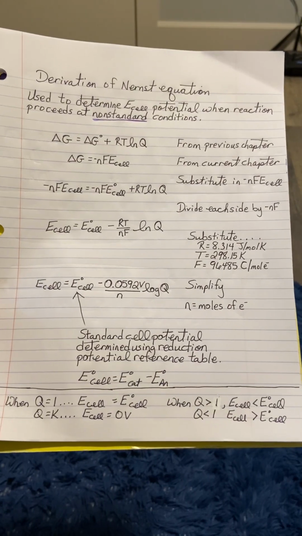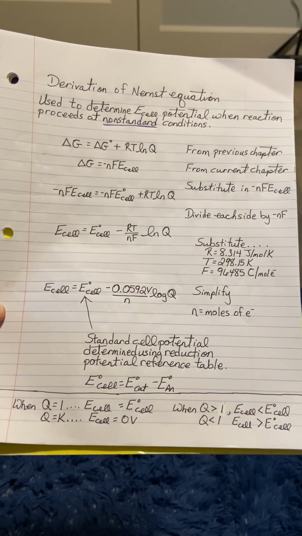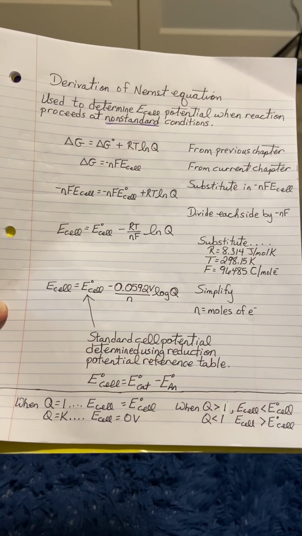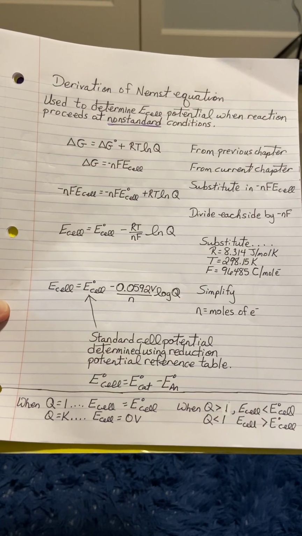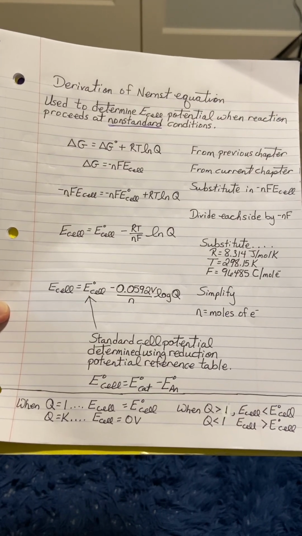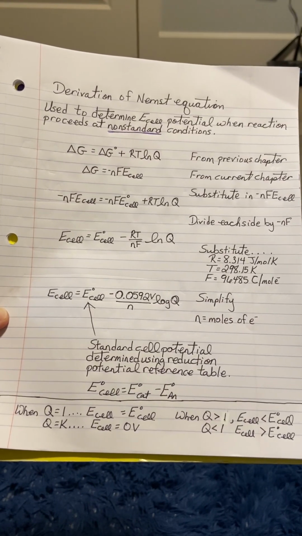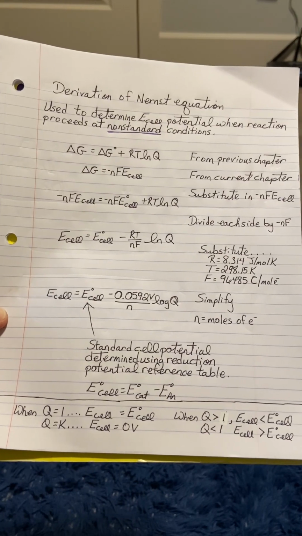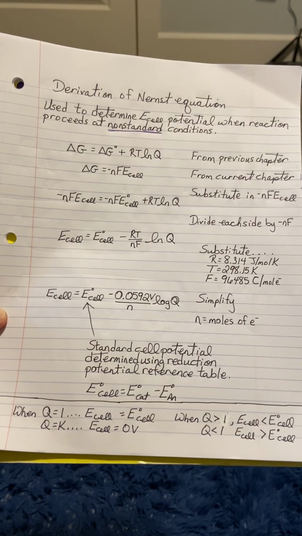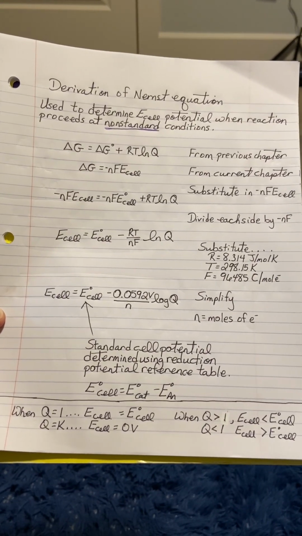And so the Nernst equation is derived from the previous chapter when we looked at Gibbs free energy. Delta G equals delta G standard conditions value plus RT ln of Q. From our current chapter, we have Gibbs free energy is equal to negative NFE of cell. Remember where N is moles of electrons involved, F is Faraday's constant. So if we substitute in the negative NFE cell into the previous equation, we get what you see.